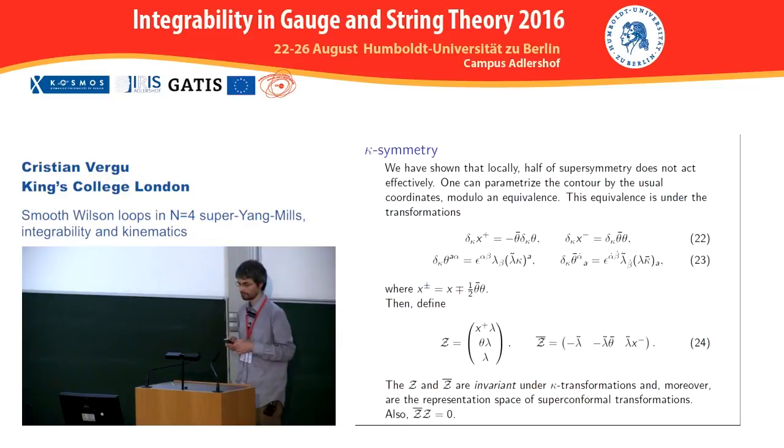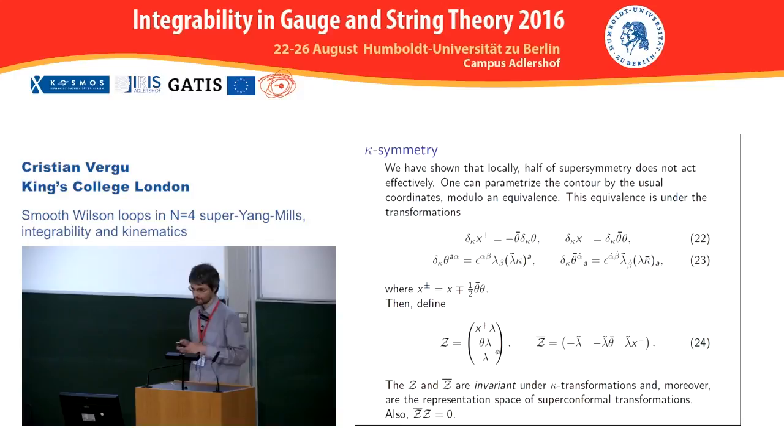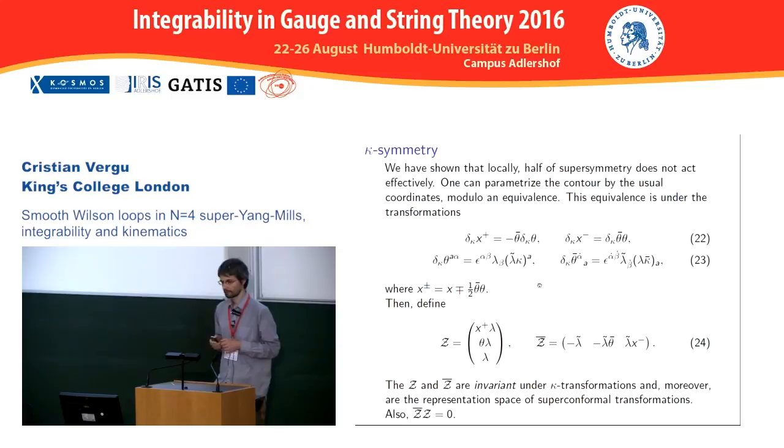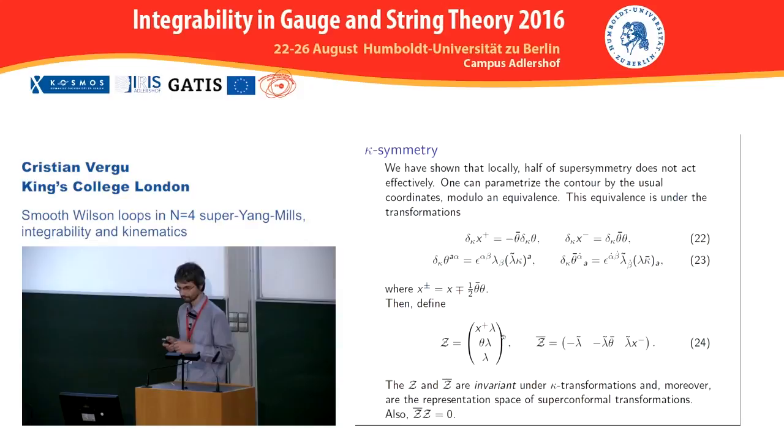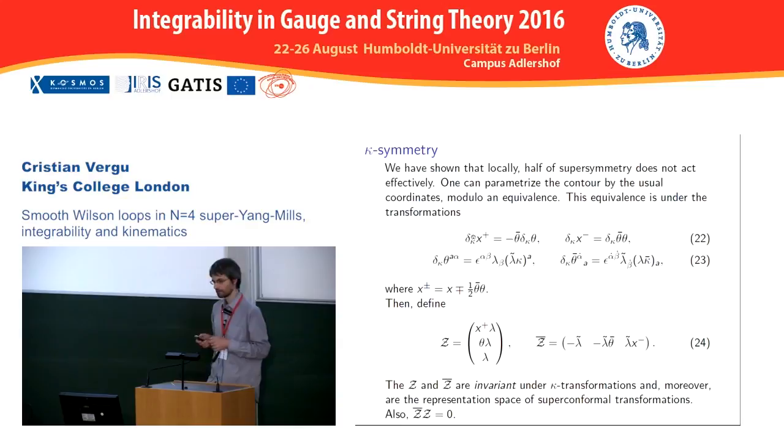So instead, I can define some quantities, x plus lambda, theta lambda, and so on, which are invariant. You can check if you contract this, assuming that lambda is invariant itself. If you contract these quantities with lambda, you can check that you get zero. So I have these objects, z and z bar. They are invariant under kappa transformations. And the other very nice thing about them is that superconformal transformations just act by matrix multiplication. So they're very simple representations of the superconformal group.